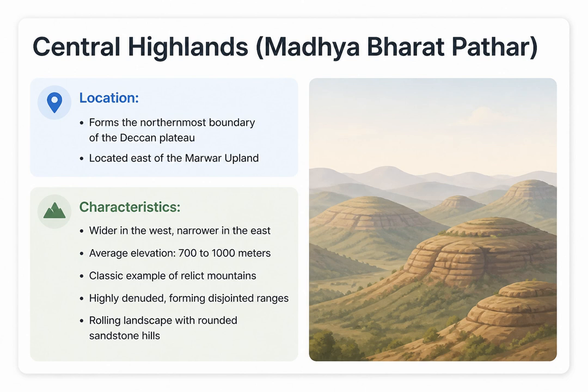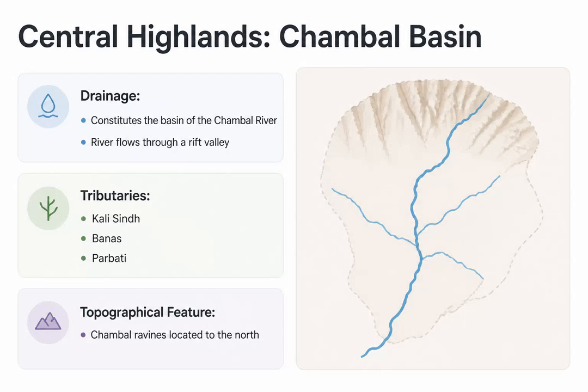Moving east from the Marwar upland, we find the Central Highlands, also known as the Madhya Bharat Pathar. This region forms the northernmost boundary of the Deccan Plateau. It is wider in the west and tapers off toward the east, with an elevation between 700 and 1,000 meters. The landscape here is a classic example of relict mountains, ancient ranges that have been highly denuded, or worn down by weathering, leaving behind disjointed ranges and rounded sandstone hills.